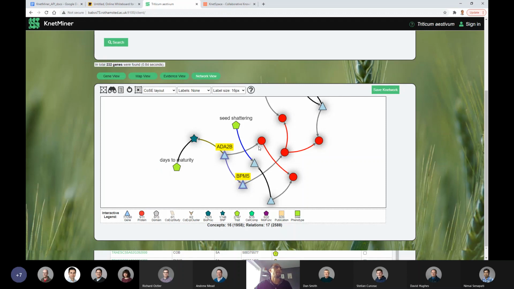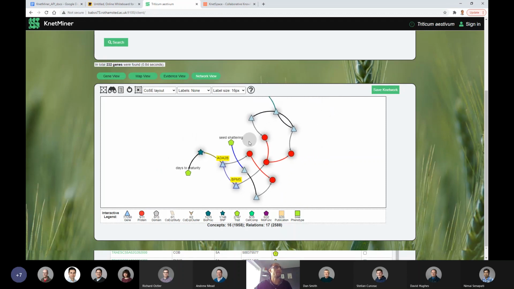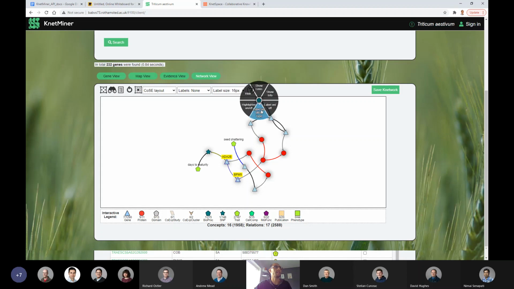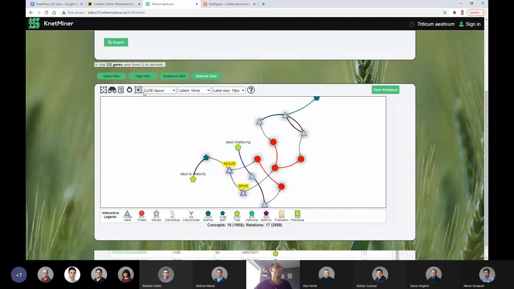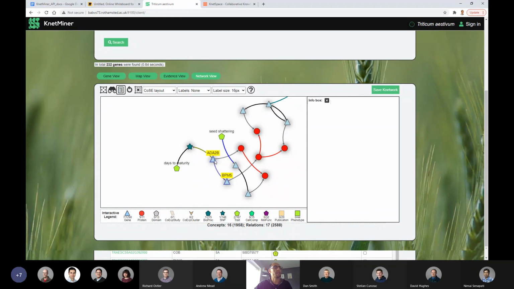So what I'm going to do now is run through the information that NetMiner presents and start adding other things to the network. The most important bit of information I see in this graph is that the two genes that are located on two different chromosomes, on two different QTLs as well, have a relationship between them. This relationship seems to be, let's check, a regulates relationship. So there seems to be some regulatory role between these two genes. One is a transcription factor and one is its target.